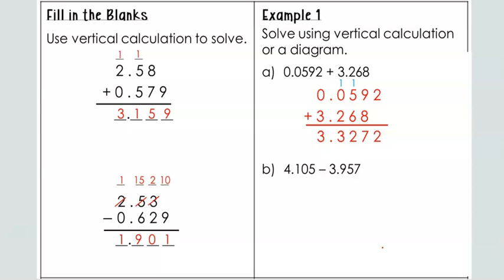Again, with B, place your decimals first. Write the first number of 4 and 105 thousandths. Then fill in the decimal, fill in the other numbers below it. We do have a lot of borrowing with these numbers. You're ending up with 0 and 148 thousandths.